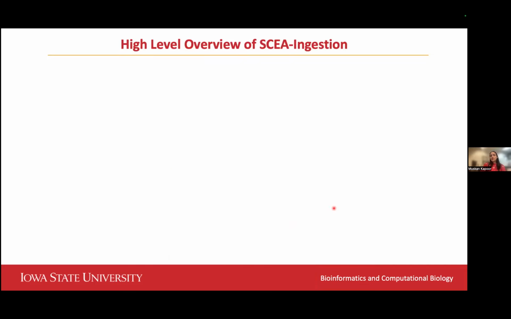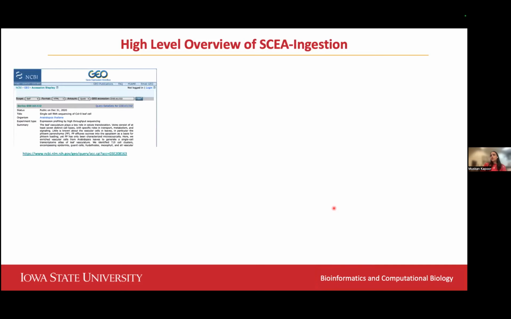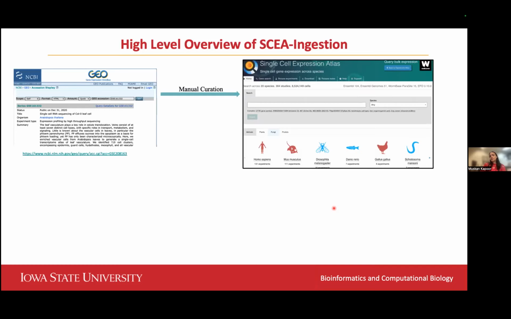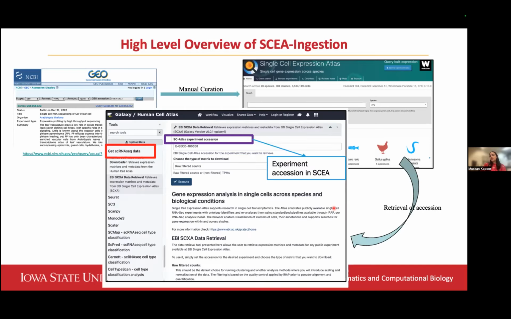This is a high-level overview of how the ingestion is performed within single cell expression atlas. So from GEO, manual curation is done, which is then transferred to the single cell expression atlas. And from that, a retrieval accession is done of the data to transfer it to a computing environment called Galaxy. So in this, you can copy paste the accession number from single cell expression atlas here. You can choose what type of matrix you want and use all the available single cell tools within Galaxy for further analysis.